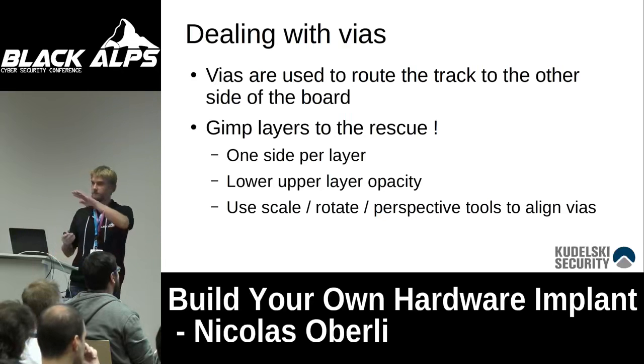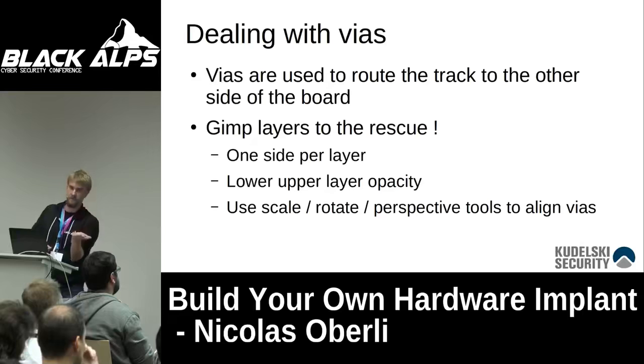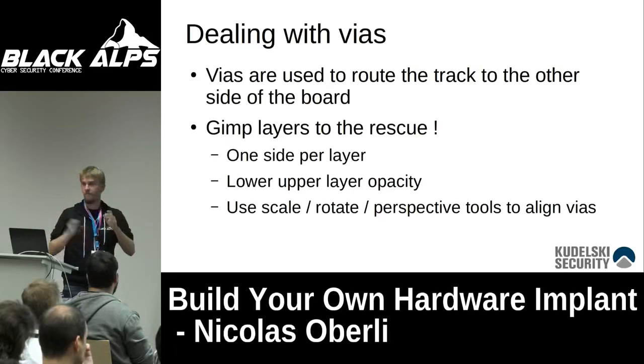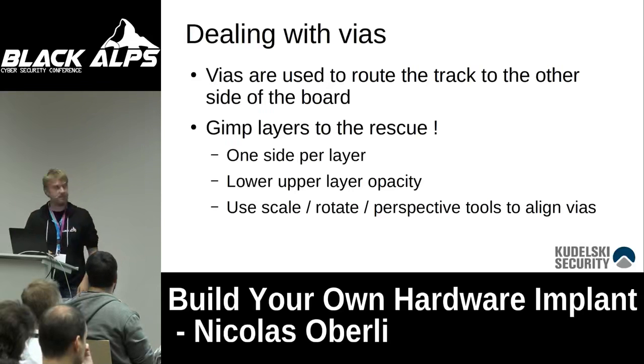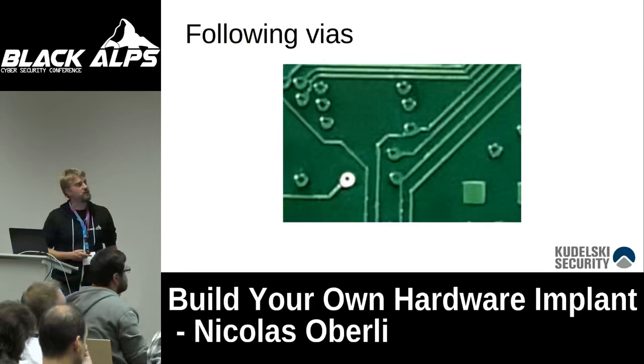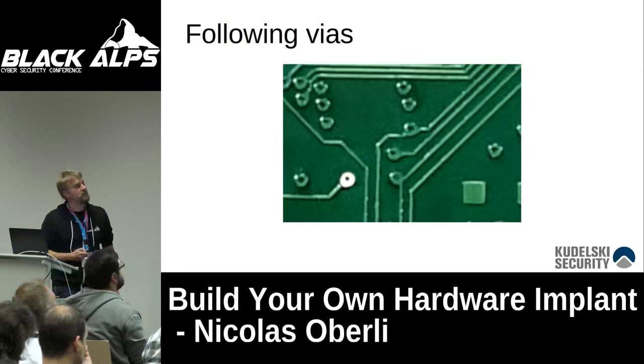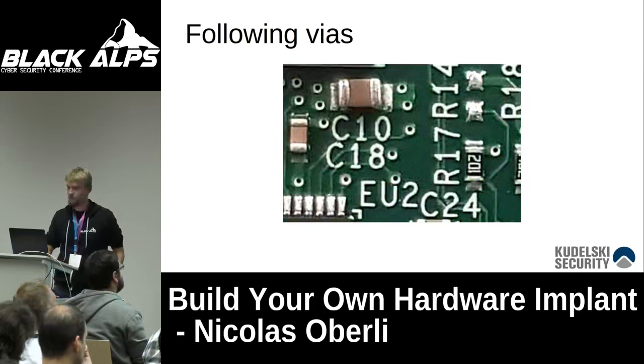You take pictures of one side of the board, then the other side. Then using GIMP, you arrange the 2 images to align them to have the 2 vias mapped together. If I do this that way, you see that the vias are correctly aligned.